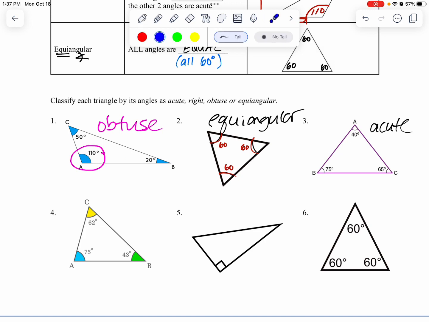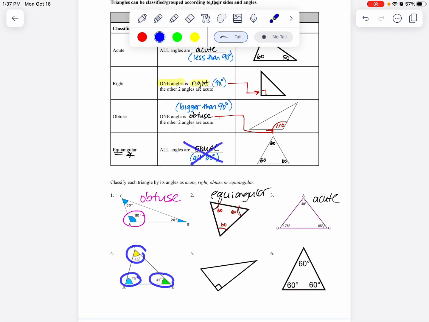Okay, how about this next one? That, and that. All three of them, they're not equal. Again, let's try and figure out. I don't have any obtuse angles. I don't have any right angles. Oh, they're all less than 90 again. This one's acute. Okay, cool.